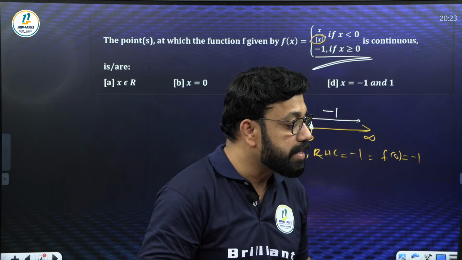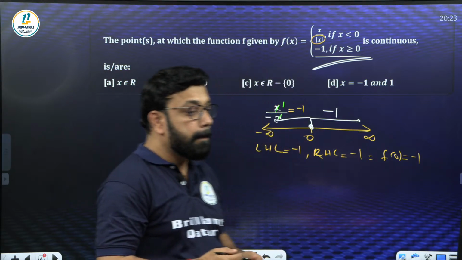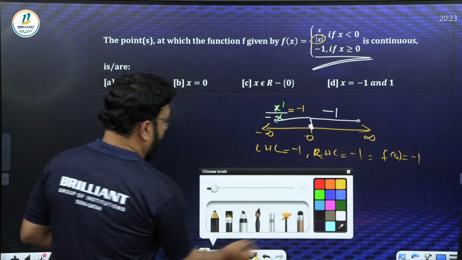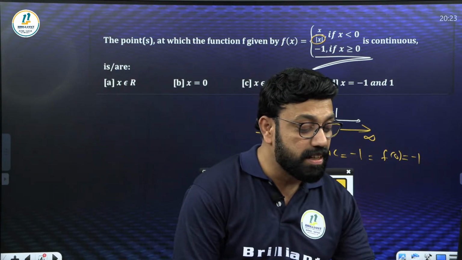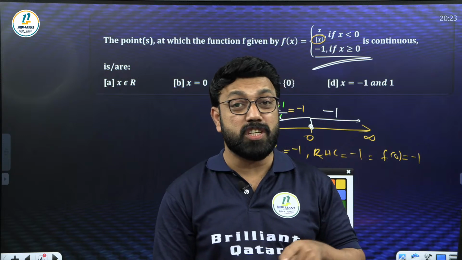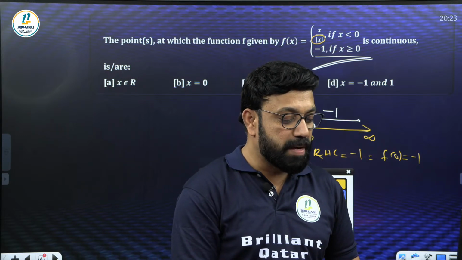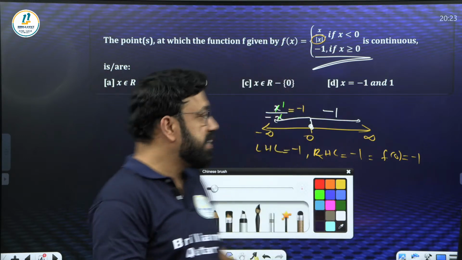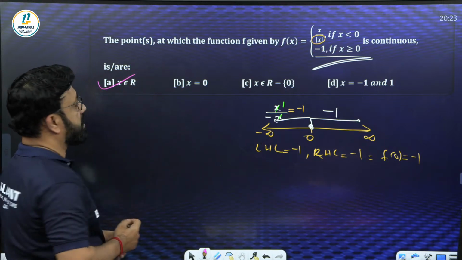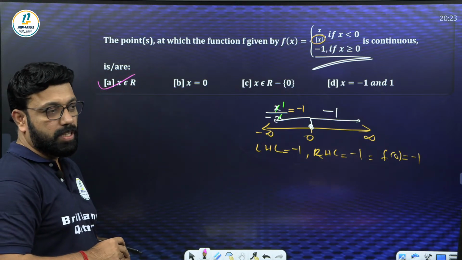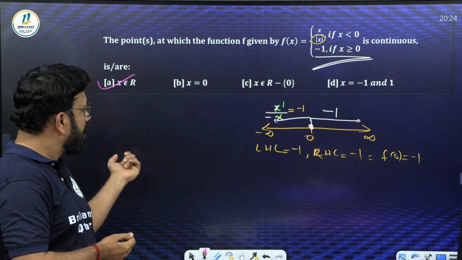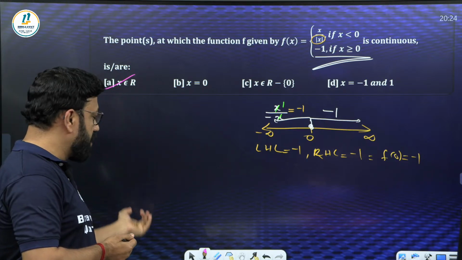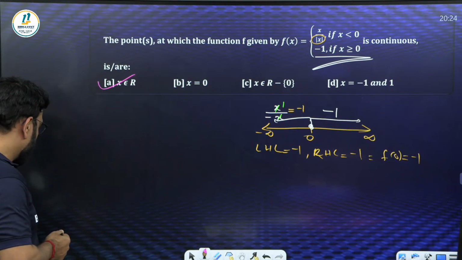Answer is A, correct answer. So here, answer A, what is the answer A? x belongs to R. R means what? Minus infinity to plus infinity. Minus infinity to plus infinity is coming here. x belongs to R is the right answer. So if you do more questions, it will be easy because you got the idea of what continuity and differentiability are. Next question we can check.